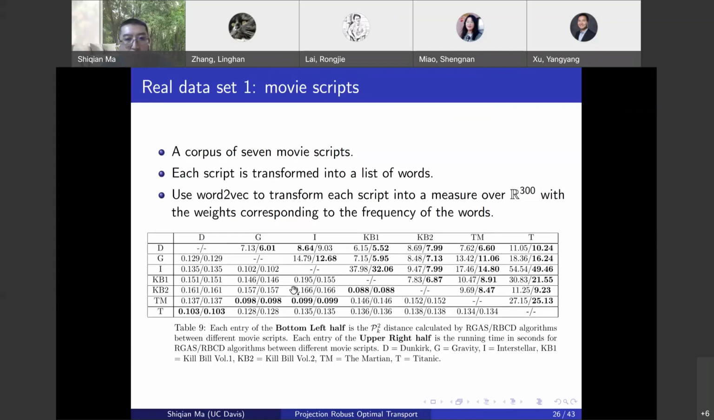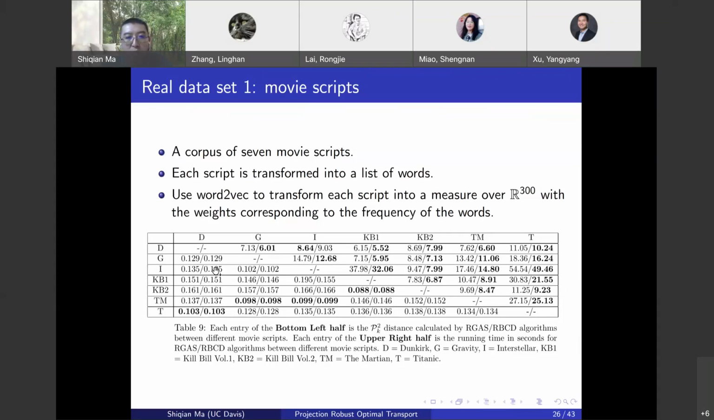In this table, let's only focus on the lower bottom part. We don't look at the part about the CPU time; let's just ignore it first. This part is about the projection robust Wasserstein distance between the two movies. In each cell, we have 2 numbers, which are the projection robust Wasserstein distances obtained by 2 different algorithms. One is our RBCD algorithm, the other is the Rgas algorithm. We see that the values these 2 algorithms got are almost the same in all the cases.